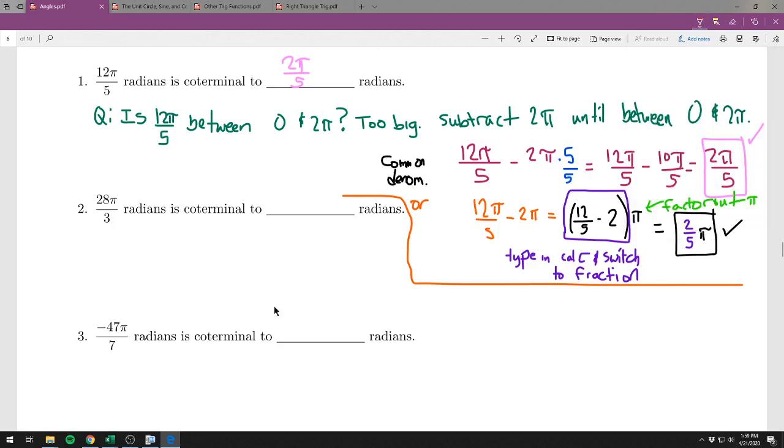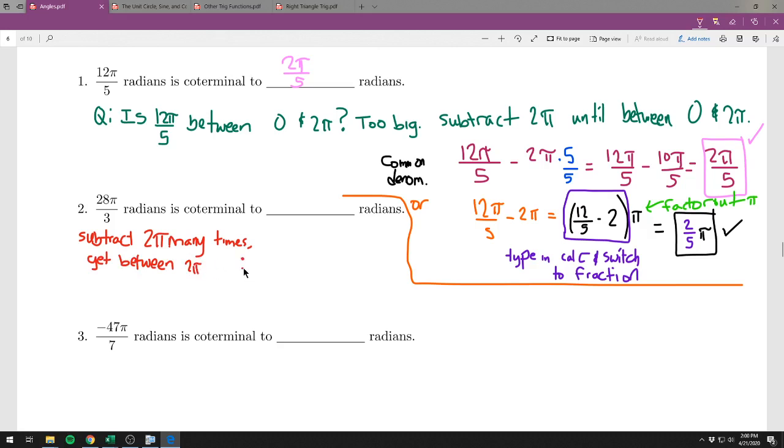All right, so this one, 28 pi over 3 radians. We want to do the same thing. This is much bigger than 2 because 6 pi over 3 would be 2 pi. So we want to subtract 2 pi. I guess I should say, because this is going to be more than once, many times to get it between 0 and 2 pi. And it doesn't matter which way you do it.